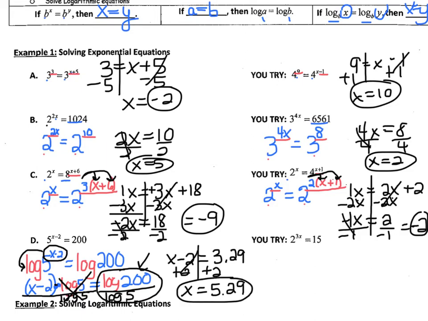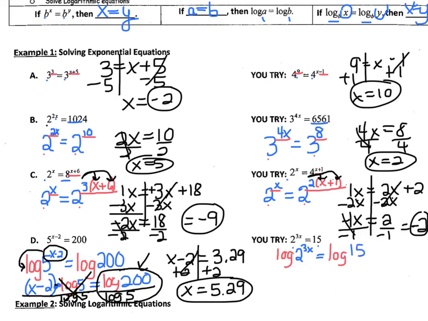Let's see if you could get this last one. Try it on your own first, and then you can check it. So let's see. This is 2, so you would first try to write 2 to what power equals 15, and you wouldn't be able to do it. So we're going to take the log of both sides. Log of 2 to the 3x equals the log of 15.